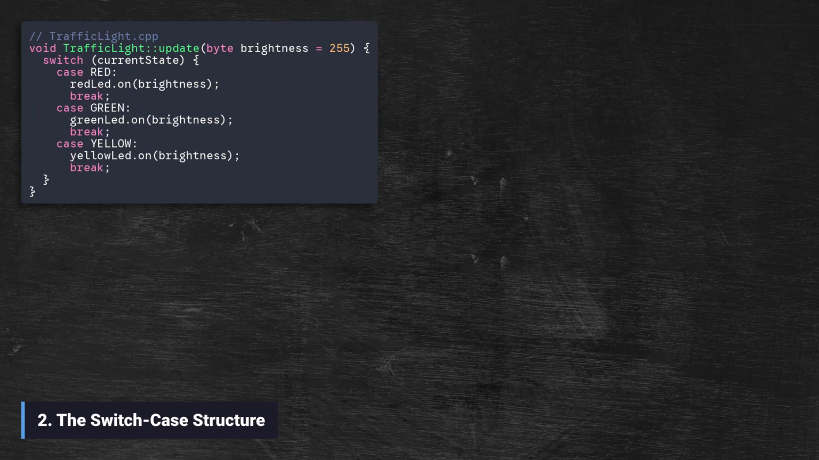Inside our update method, we use a switch statement on current state. This structure ensures that the Arduino only executes the logic relevant to the active color. If the state is red, it only runs the red logic, ignoring green and yellow until the state officially changes.